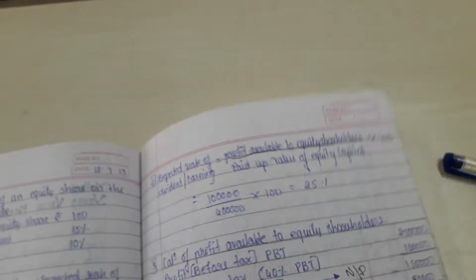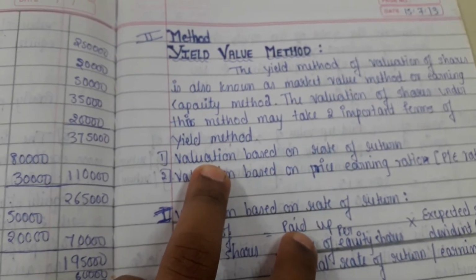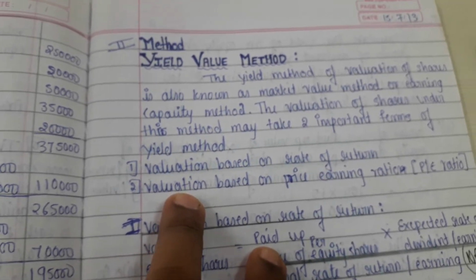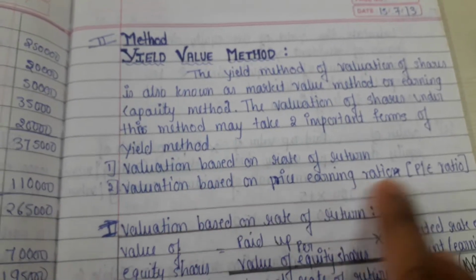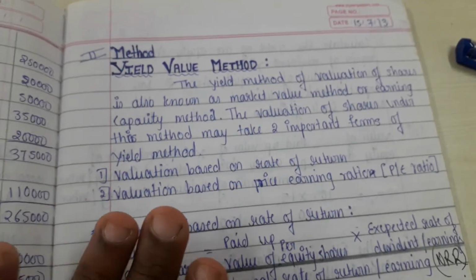I'll just show you what we have discussed. We have discussed valuation based on rate of return, and two problems with 15 marks. Now we are going to start with valuation based on price earning ratio, that is PE ratio. This is very important for your future also.